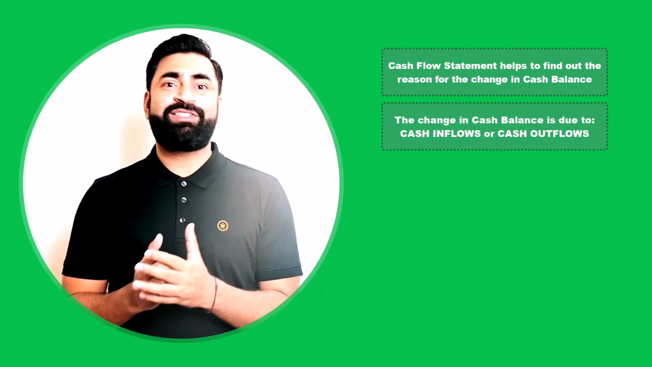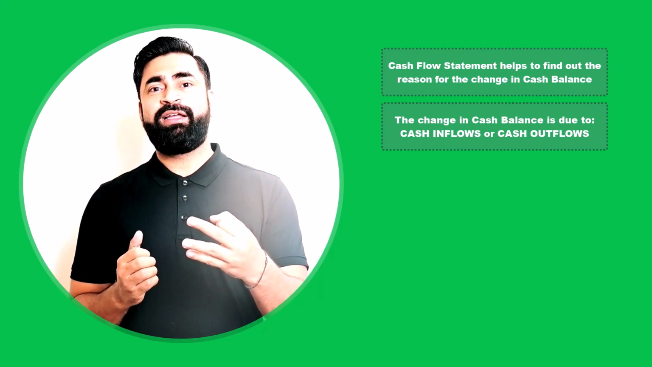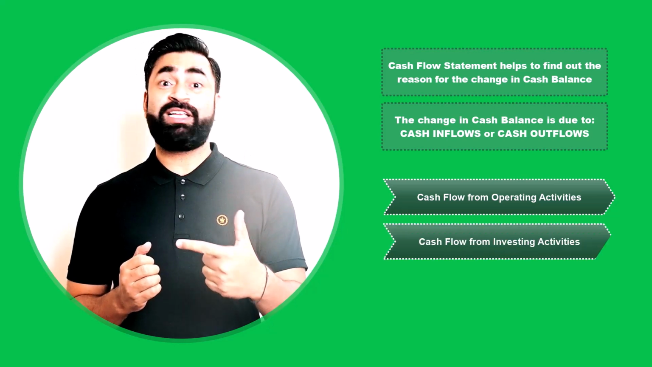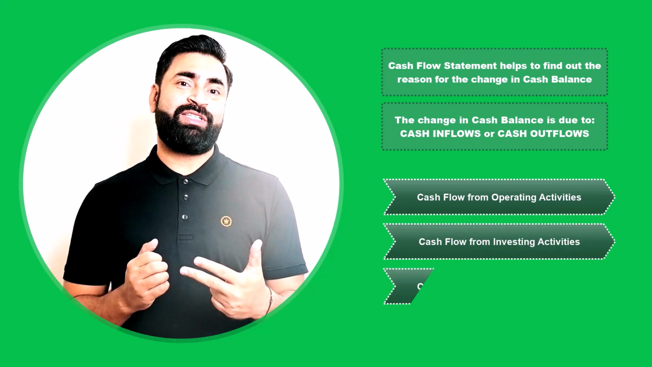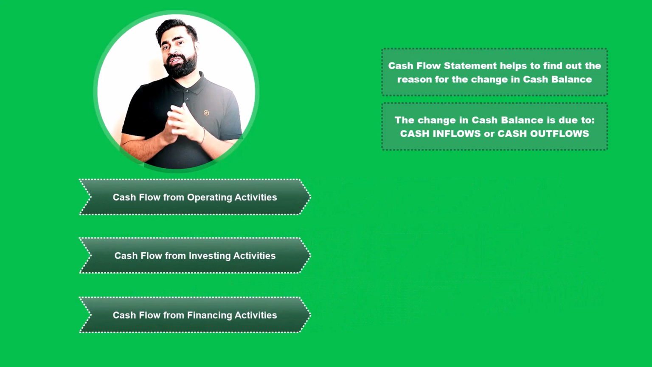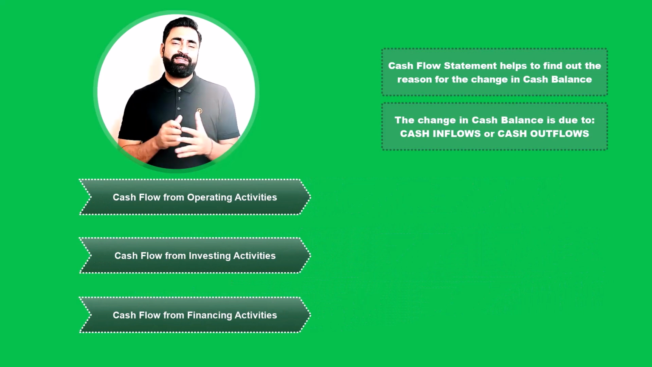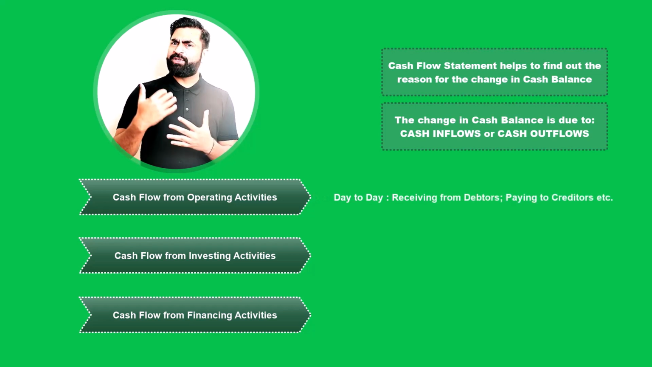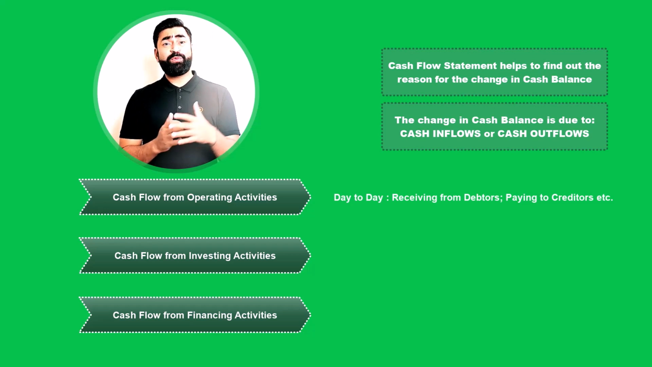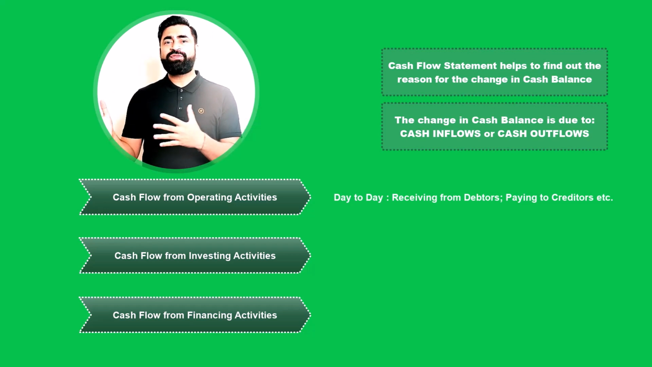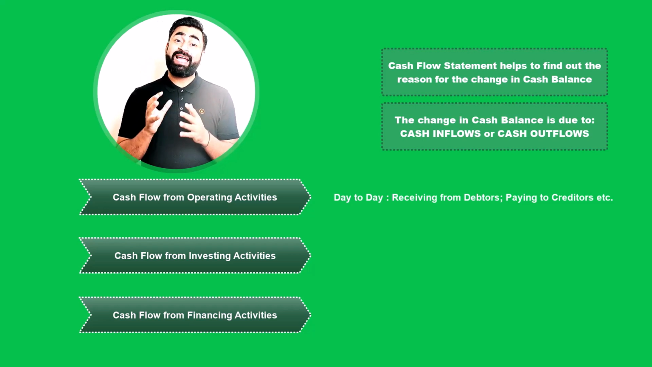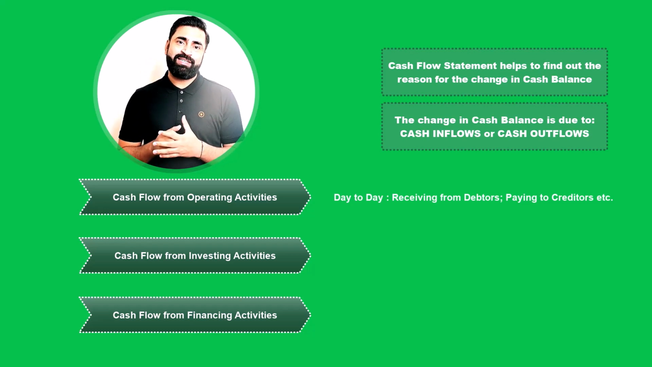And these activities are categorized into three: cash flow from operating activities, cash flow from investing activities, and cash flow from financing activities. Now the operating activities are the ones which are the day-to-day business activities, like you have to collect money from your debtors, you have to make payment to your creditors, you have to pay salaries to your employees. All of that comes into operating activities, and it also accommodates current assets and current liabilities.